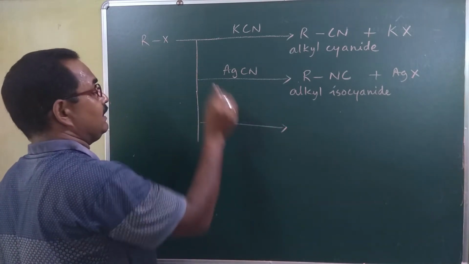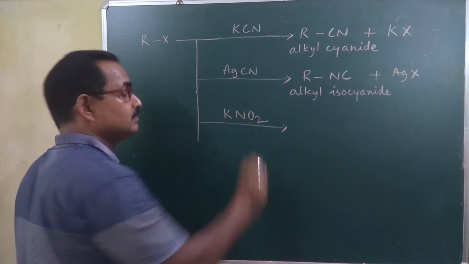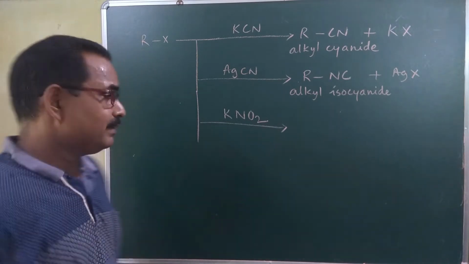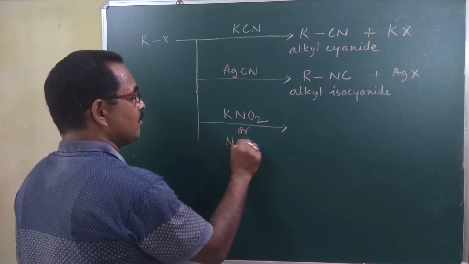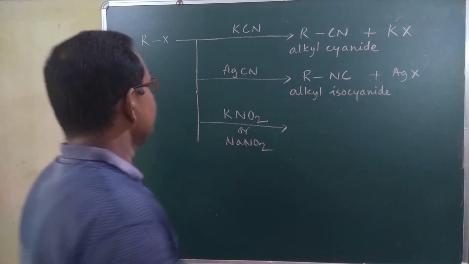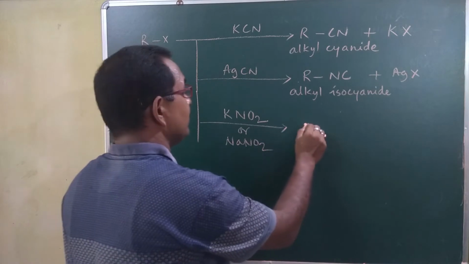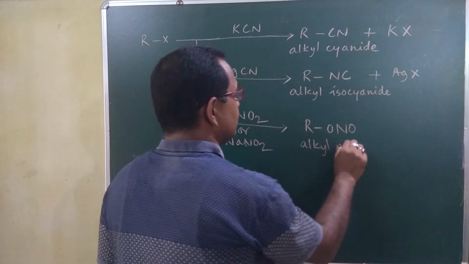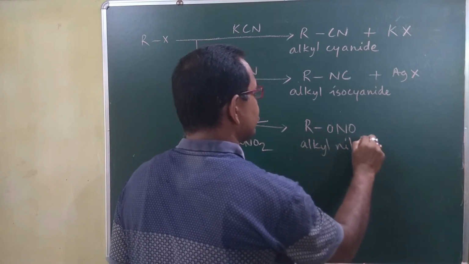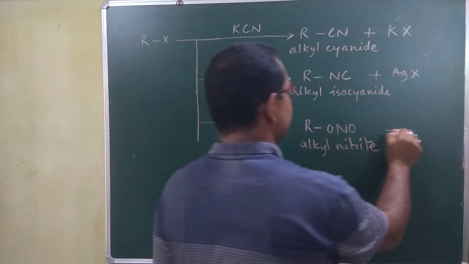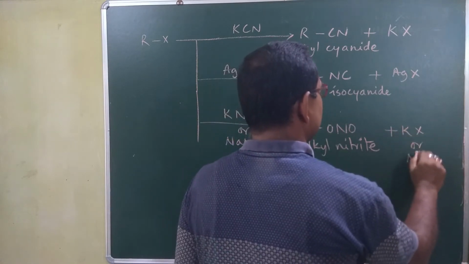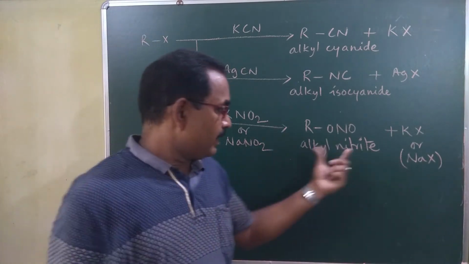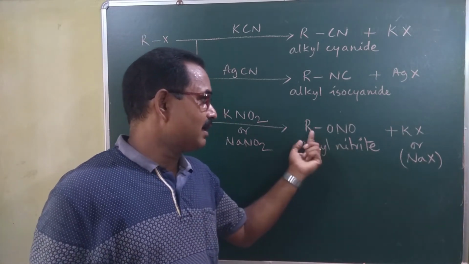Consider reaction of alkyl halide with KNO2 or NaNO2, potassium nitrite or sodium nitrite. What will happen? We'll get RONO, alkyl nitrite, plus KX or NaX.